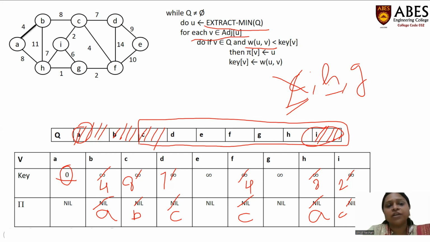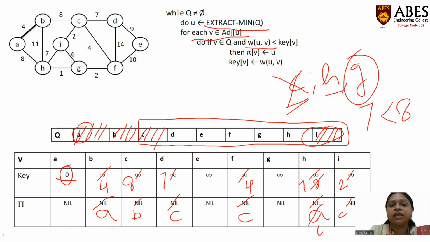The edge weight of I to H is 7 and the current weight of H is 8. 7 is less than 8. The condition is true, so you can update this one. Update the parent of H as I and the weight as 7. Now for G, the weight of I to G is 6 and the current key value of G is infinity. So 6 is less than infinity and G is part of your capital Q. Then this condition is true. Update this value. The parent of G will become I and the key value will become 6.